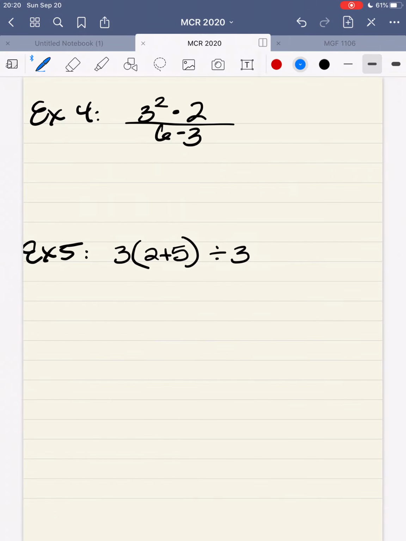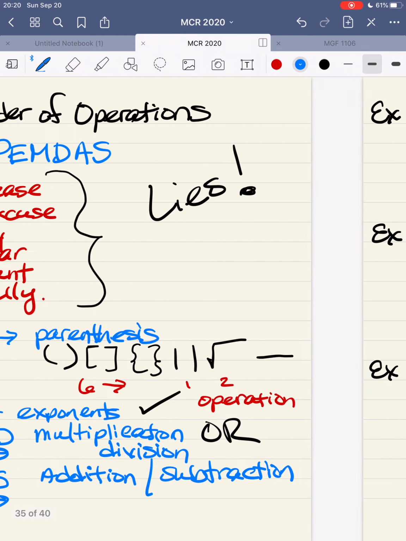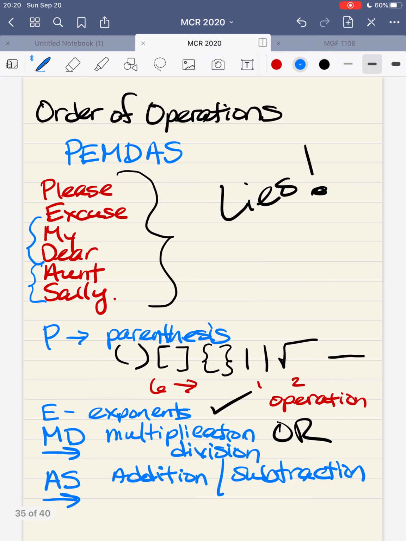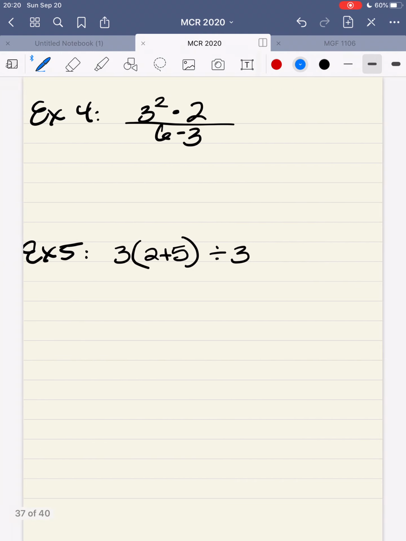Example 4 is an example involving the division bar. Because remember I said that all the way back here that the division bar is part of the parentheses part of this idea. Okay, and what the division bar allows us to do, it allows me to go ahead and work this order of operations out separately from this order of operations and then put them together to do the division.